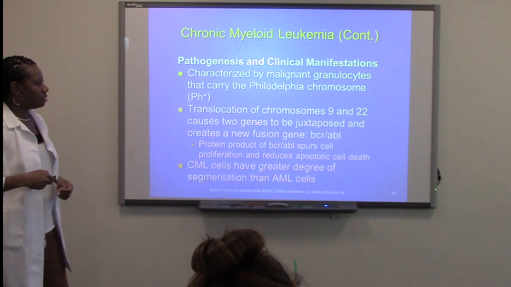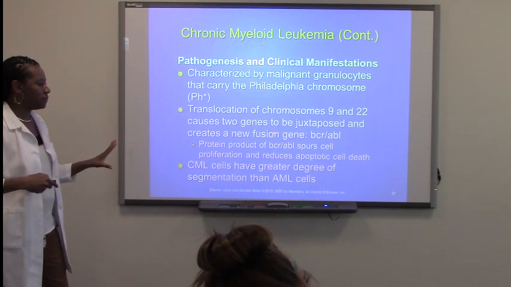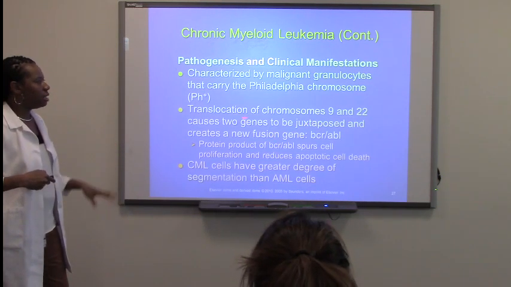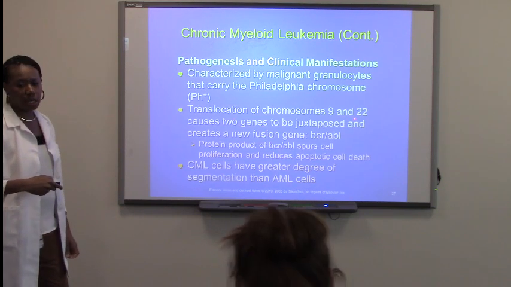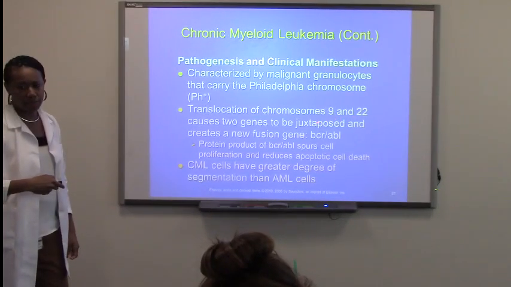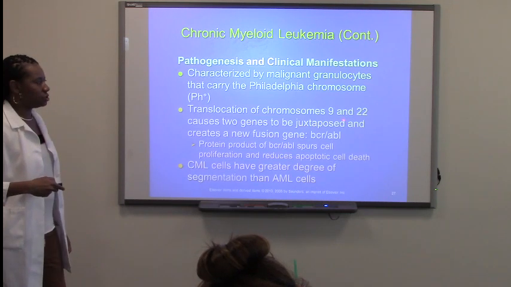And then it goes into how it juxtaposes and so forth. I'm not going to ask you all of this information, but I just want you to know that there is a translocation of 9 and 22. So you do want to know that? Yeah, I want you to know 9 and 22 and stop there.